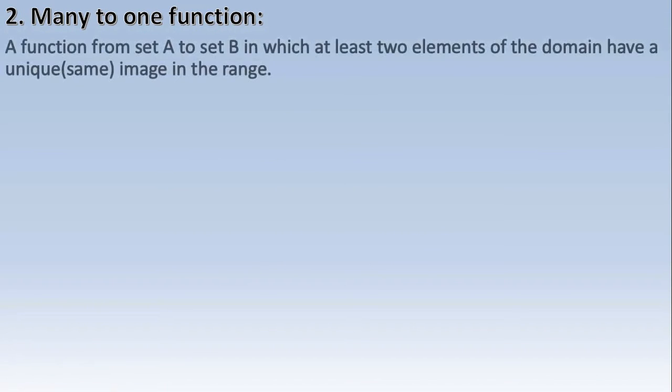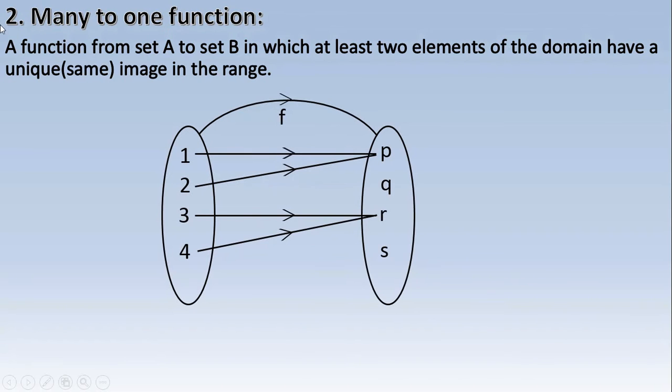The second one is many-to-one function. A function from set A to set B in which at least 2 elements of the domain have a unique image in the range. Here unique means same, means 2 or more elements of the first set must have the common image in the range. Here in this example 1 and 2 have the same image, that is P. Similarly 3 and 4 have the same image, that is R.